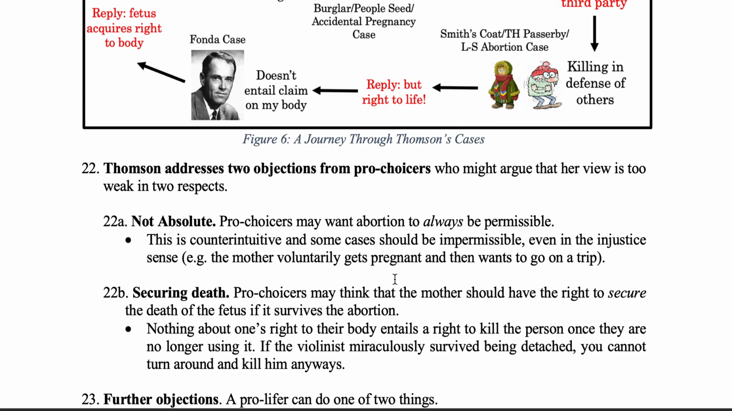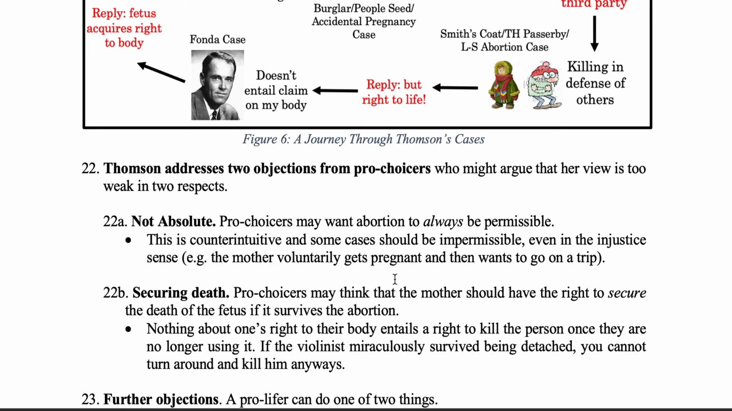One is that, hey, this is too weak. From objections from pro-choicers, they're like, this is too weak. We want abortion to always be permissible. And she says, well, that's really counterintuitive. Some cases should be impermissible, like the late stage travel thing. If you wanted to have an abortion at like 9 months just because you wanted to travel, that seems bad. And you ought not to do that, and it's very indecent. Even in the injustice sense, you might have impermissible cases.